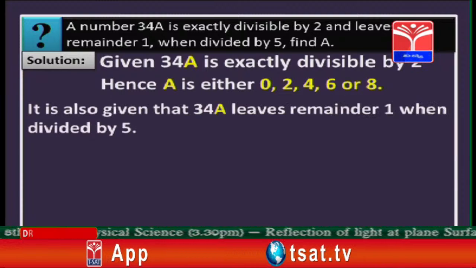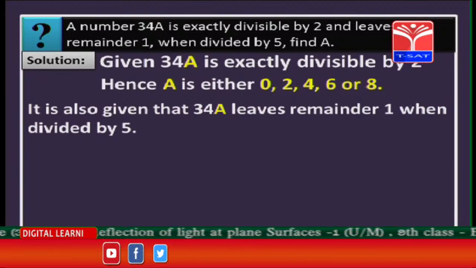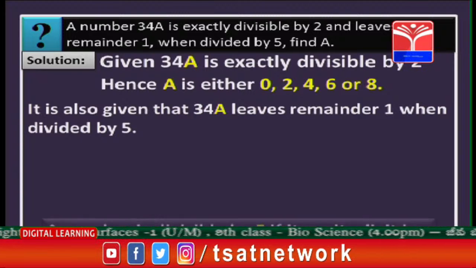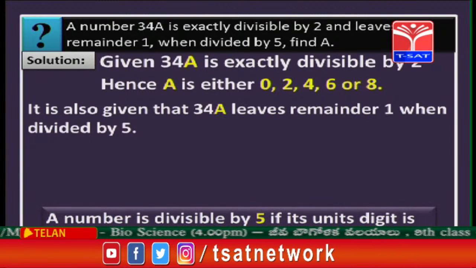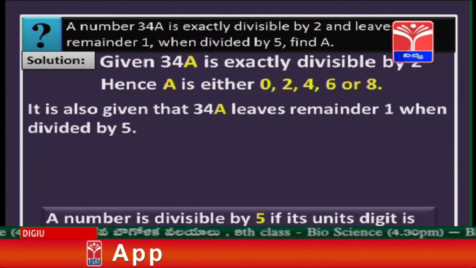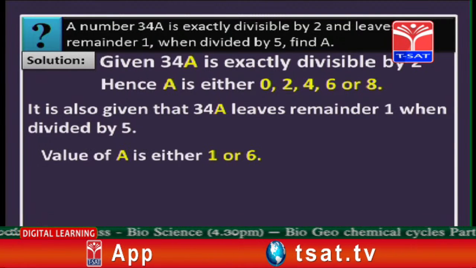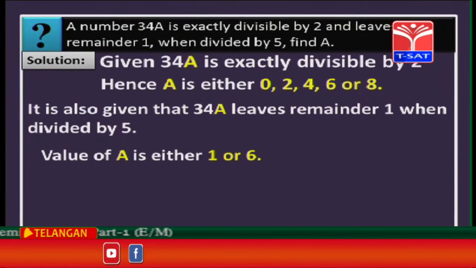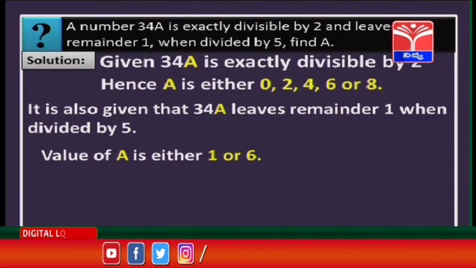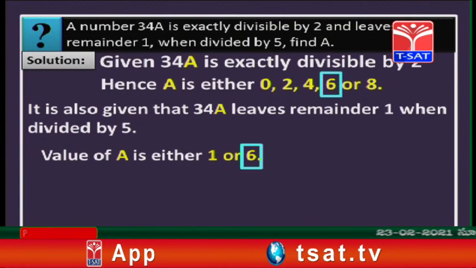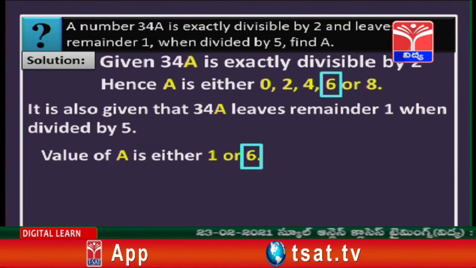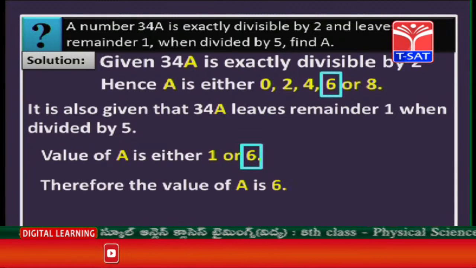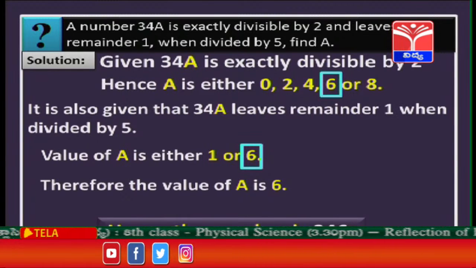And it is also given that 34A leaves remainder 1 when divided by 5. That means, we already know that a number is divisible by 5 if its unit digit is either 0 or 5. Hence, I can write A can be either 1 or 6 because 0 and 5 are ruled out. If I have 1 in A's place, when we divide by 5, I get remainder 1, or even if it is 6 in place of A, then I get remainder 1. So, what do you notice in these two? Yes, 6 is the common digit, right? Therefore, the value of A is 6. Hence, the number is 346.